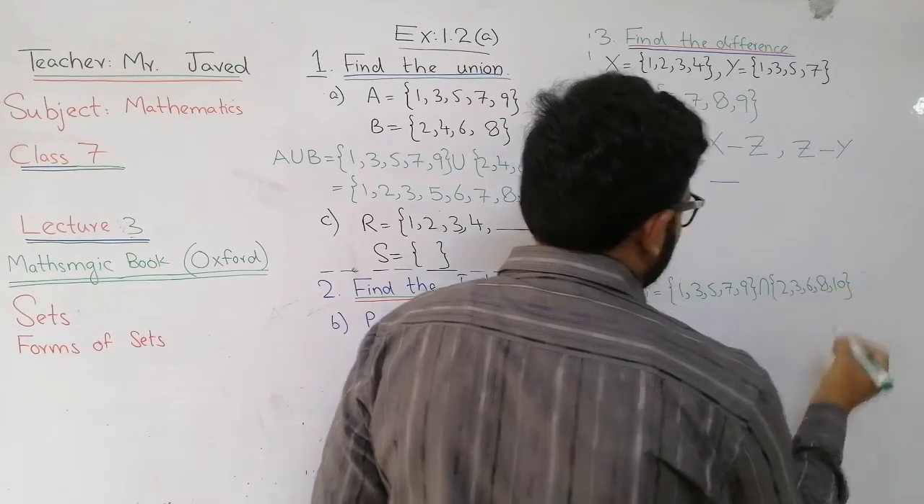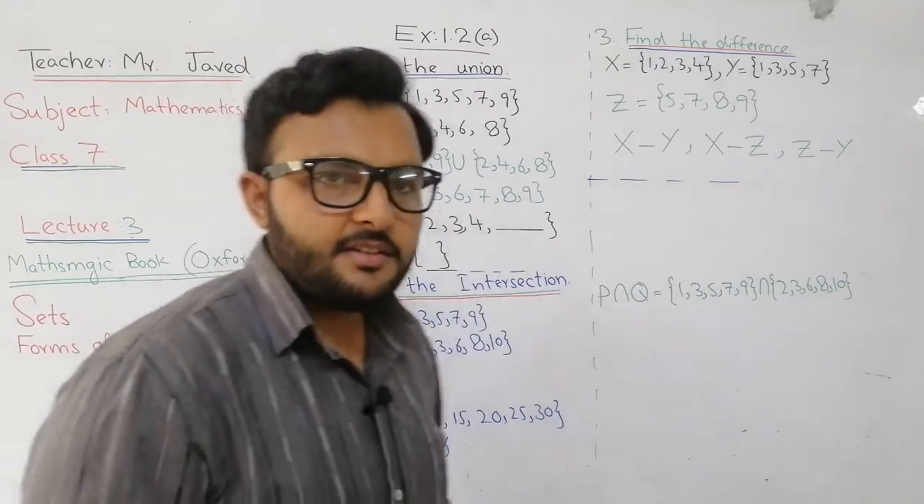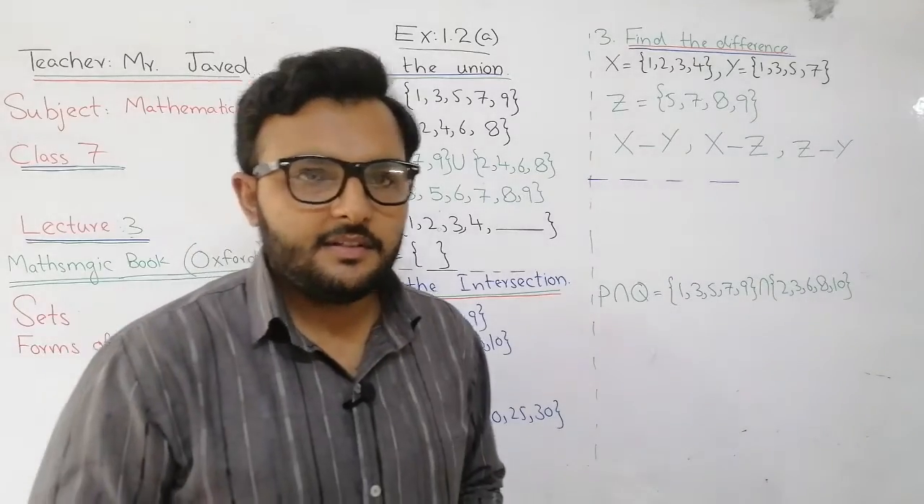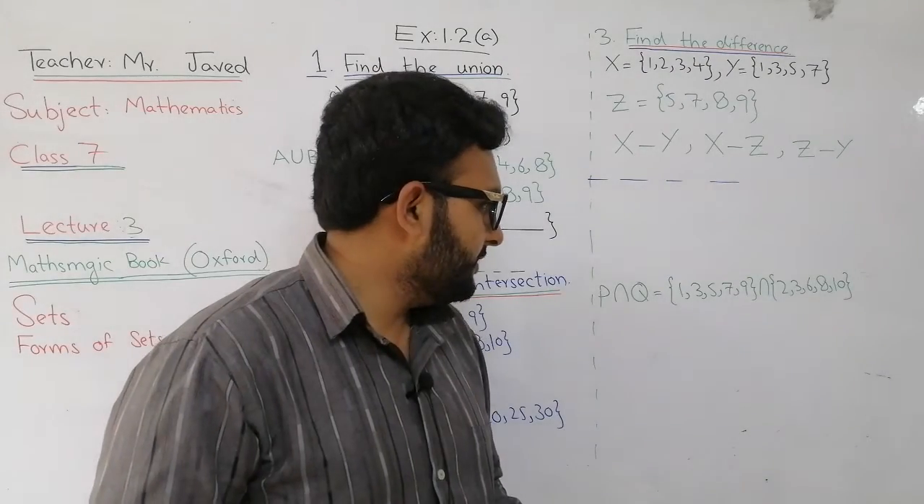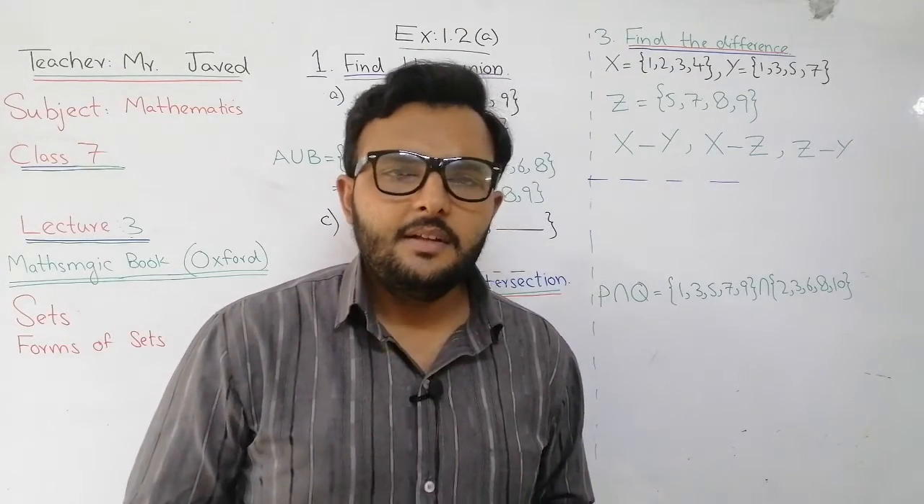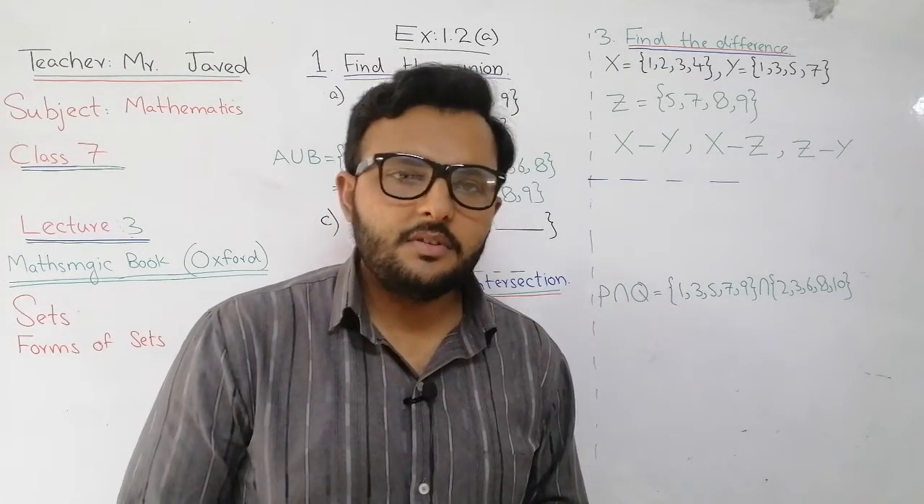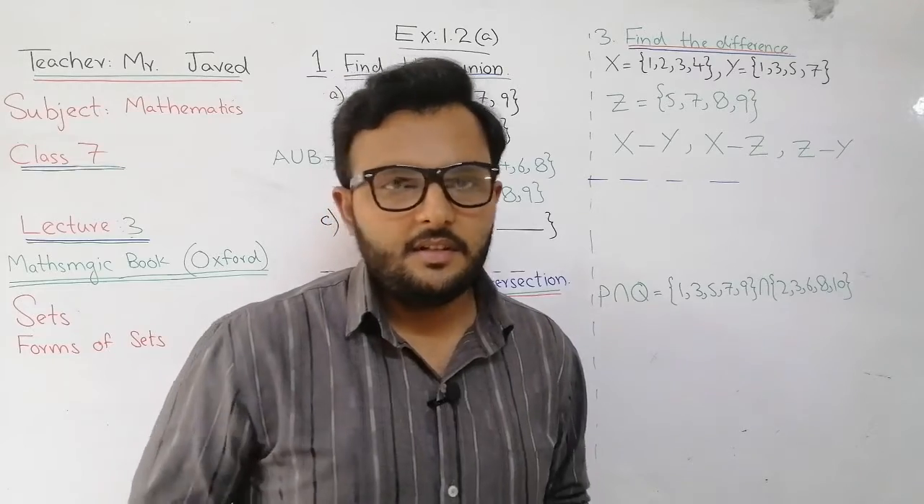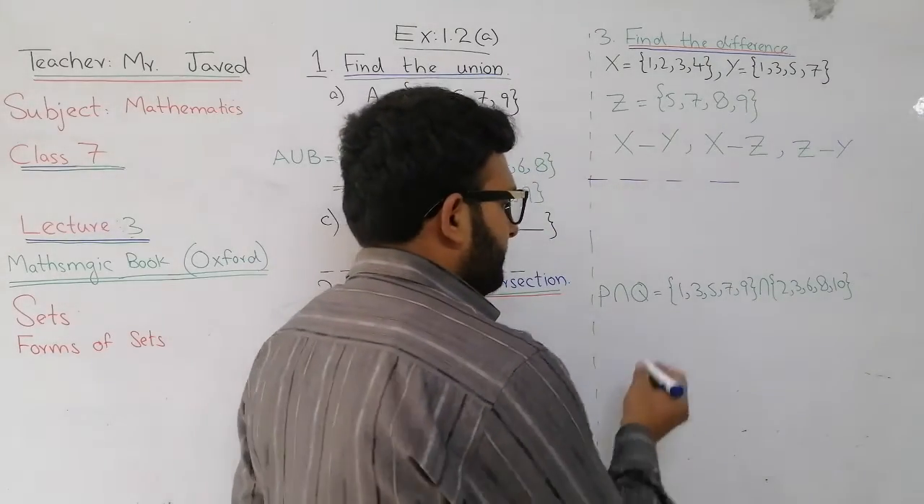Like this. So in intersection, just revise your definition in your mind. What we will do in intersection, we take the common elements. The elements which are present in both sets will be the intersection. Okay, so which is present in both sets?